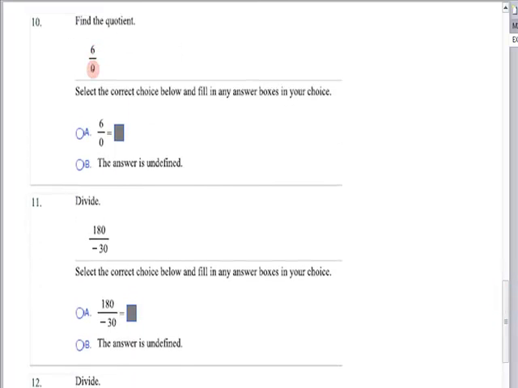Number 10. I hope you remember the case. What happens when you divide by 0? When 0 is under, it's undefined.